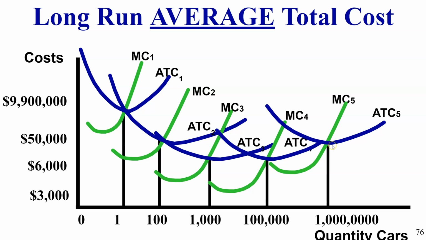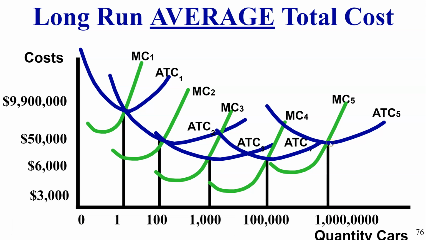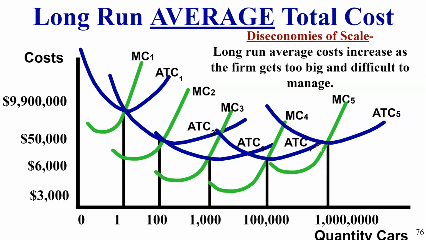Our costs are rising now. We're producing 1 million cars, but we're certainly not producing it at the same average total costs that we were back in ATC 1, 2, or 3. These costs are rising now, and this is leading to our diseconomies of scale over here. The firm is too big. It's too hard to manage. It's too hard to deal with. The costs are rising. We're not able to get a handle on it.